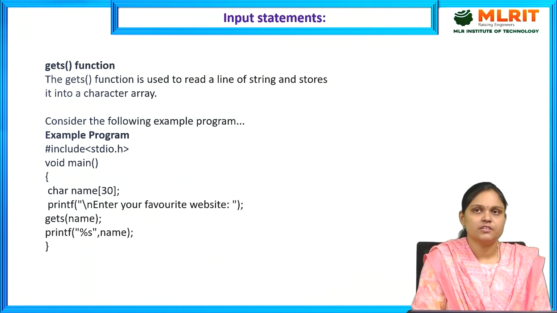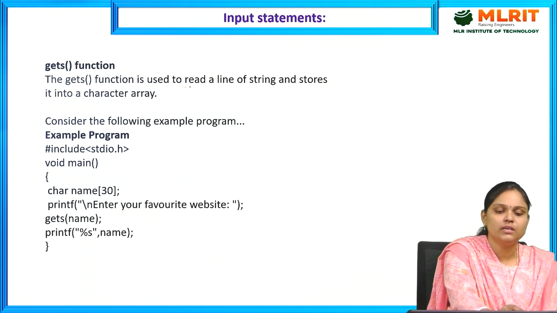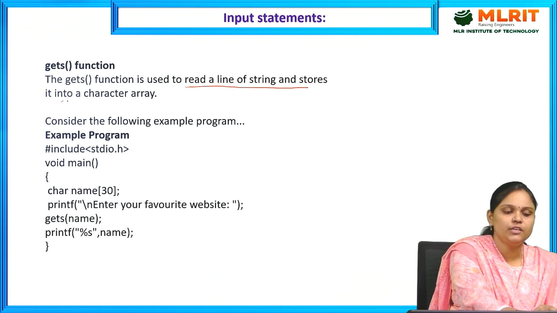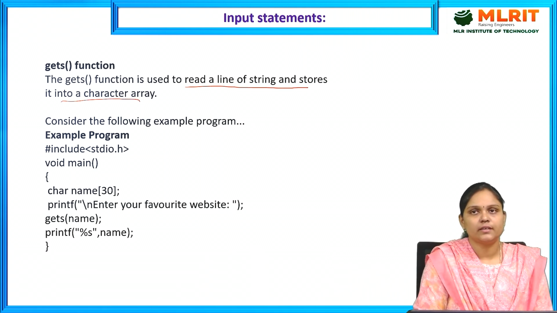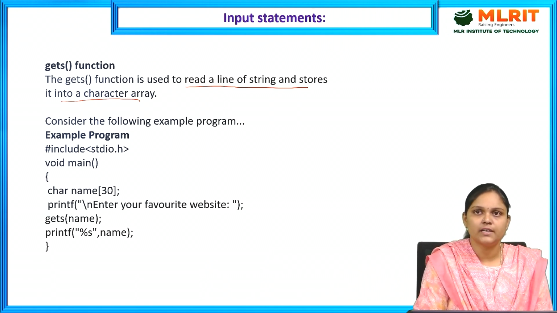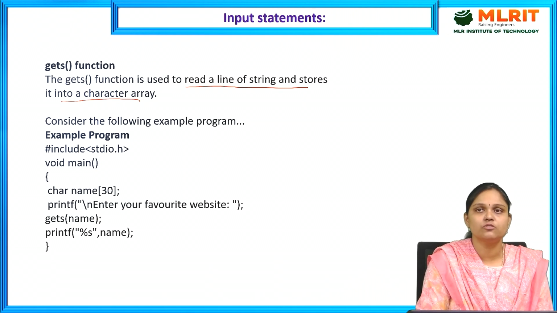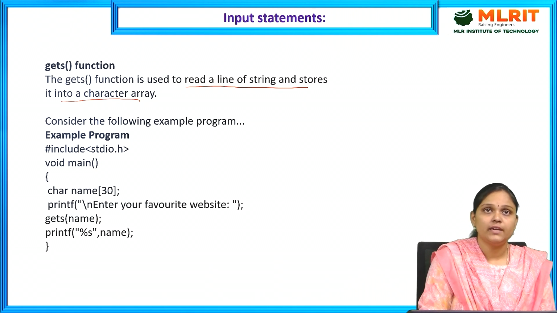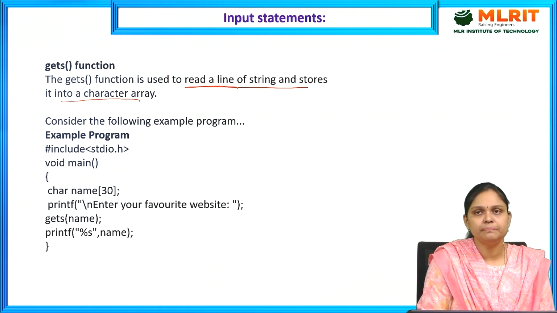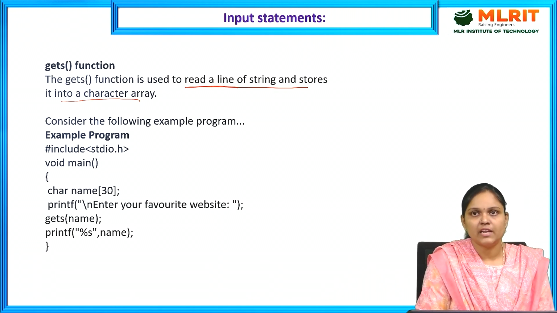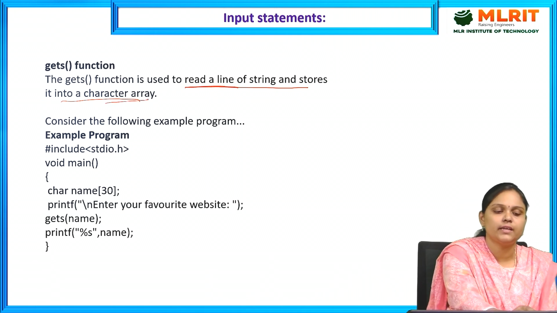The gets function is used to read a line of strings and store it into a character array. An array is a set of similar data elements. Here the gets function deals only with characters, and it is used to read a line. A line will have some number of characters, and we store those characters in a character array.